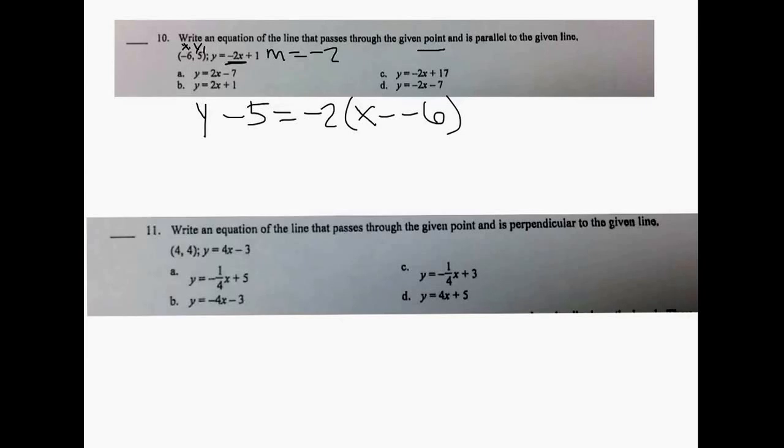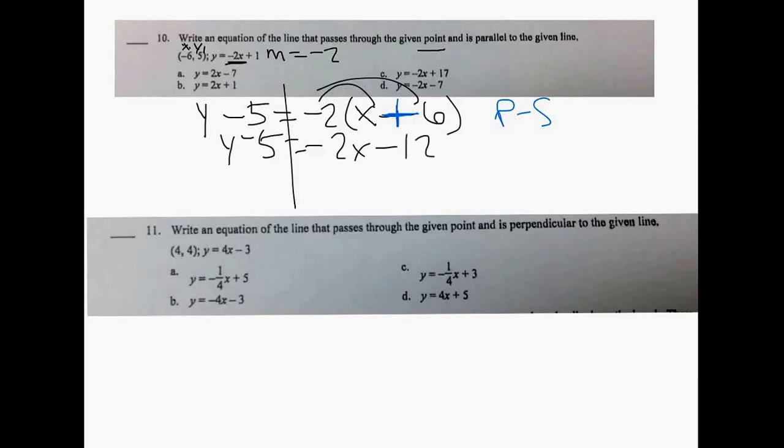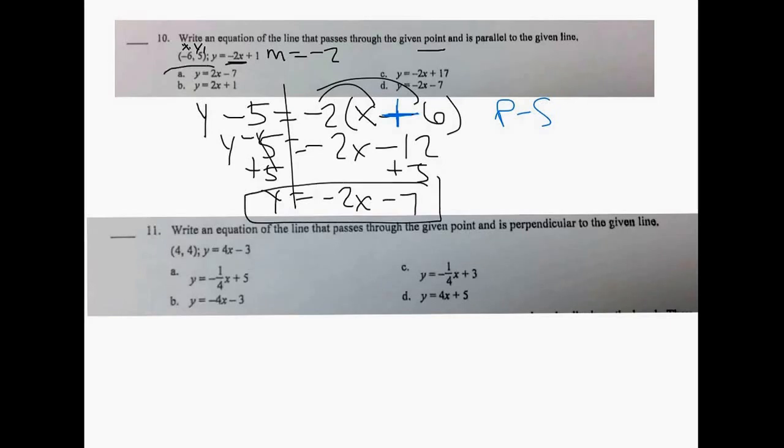So y minus 5 equals our m times x minus -6. So the first thing we have to do is change this to a plus. Okay? This would be point slope form. I look up there, none of them have been left in point slope form, so I got to keep going. Distribute. So y minus 5 equals -2 times x is -2x. -2 times 6 is -12. And last step, add 5 to both sides, and I get y equals -2x. -12 plus 5, -7. So A is the right answer.